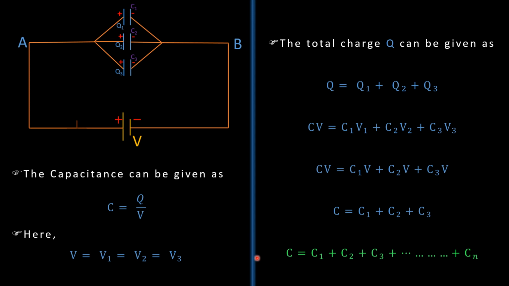What does this equation indicate? This equation indicates that the resultant capacitance is more than the highest value of C1 to Cn. So suppose C1 is 1 microfarad, C2 is 2 microfarad, the resultant is 3, which is more than 2. So in case of parallel combination, the resultant capacitance is more than the highest value of the combination.